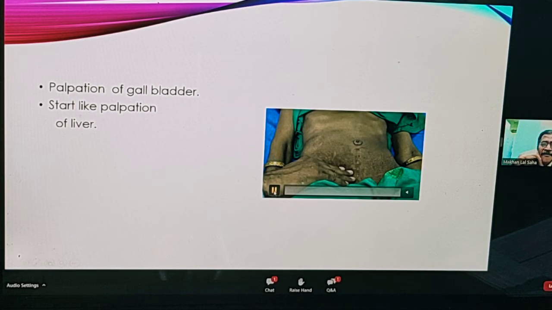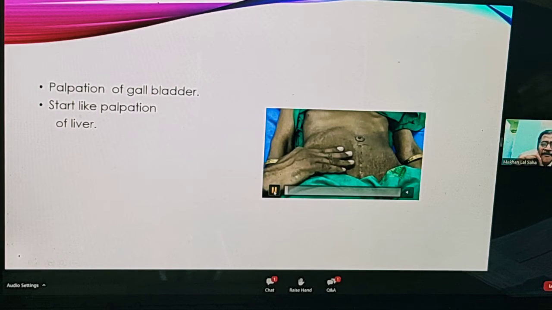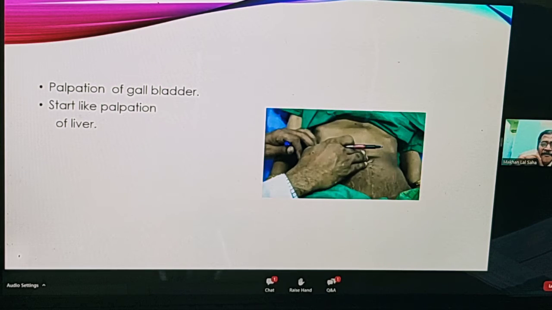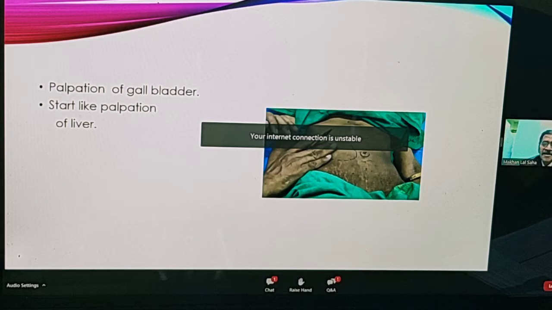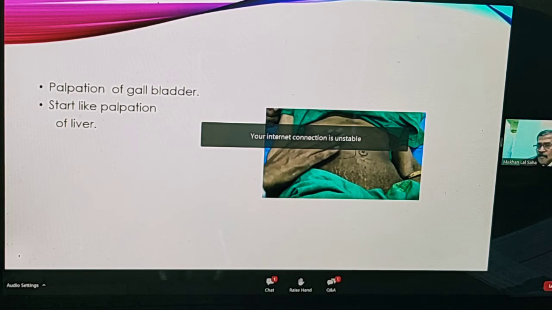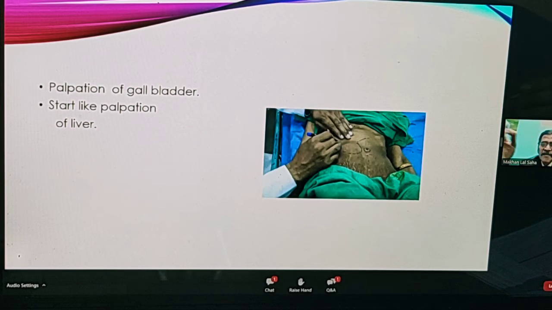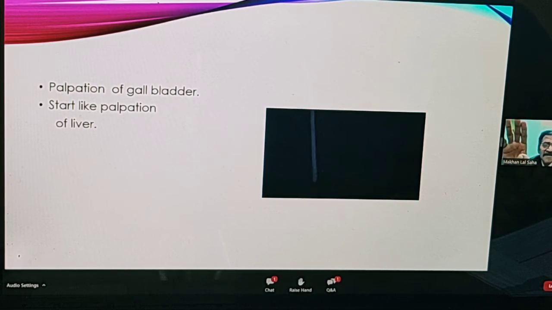and go up. Once you find it being a liver border, in this patient who has a lump, the liver is also palpable. So you can find from the lower border of the liver there is a bulge, and this bulge is the gallbladder. Why? Because you have a palpable medial border, you have a palpable lateral border and the lower border. The upper border is continuing with the liver surface. So that is how you palpate the gallbladder.